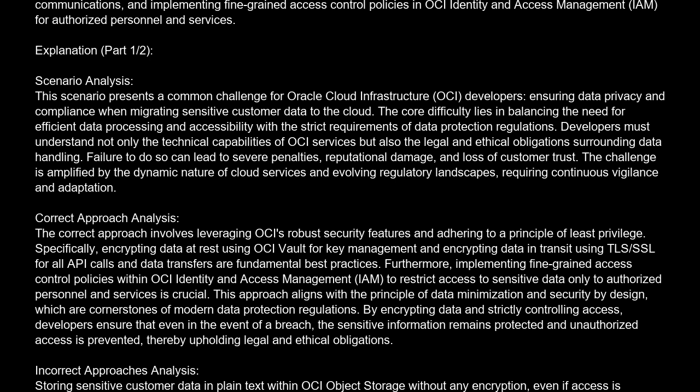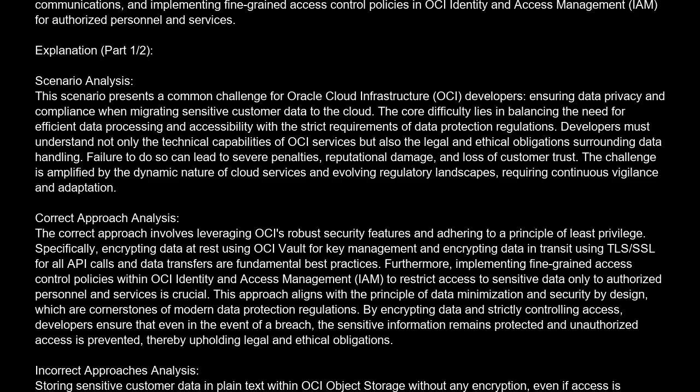Correct approach analysis. The correct approach involves leveraging OCI's robust security features and adhering to a principle of least privilege. Specifically, encrypting data at rest using OCI Vault for key management and encrypting data in transit using TLS/SSL for all API calls and data transfers are fundamental best practices. Furthermore, implementing fine-grained access control policies within OCI Identity and Access Management, IAM, to restrict access to sensitive data only to authorized personnel and services is crucial.